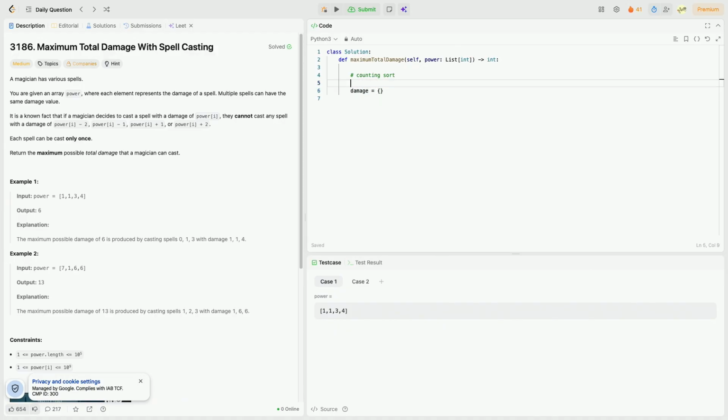You could use a Counter object from Python, but I like to do it by foot, so I'm just going to implement this for power in our power array. If the power value is not in our damage hash map, then we're just going to add it, with power equal to 0. And in any case, we're going to increase the damage value for that power value by plus equal power value. So now we have a hash map.